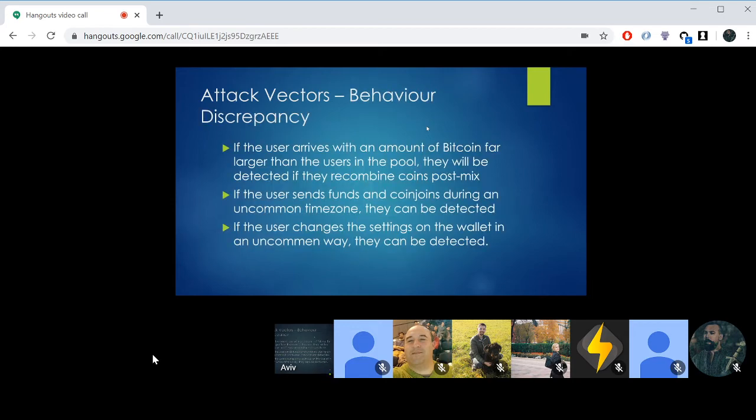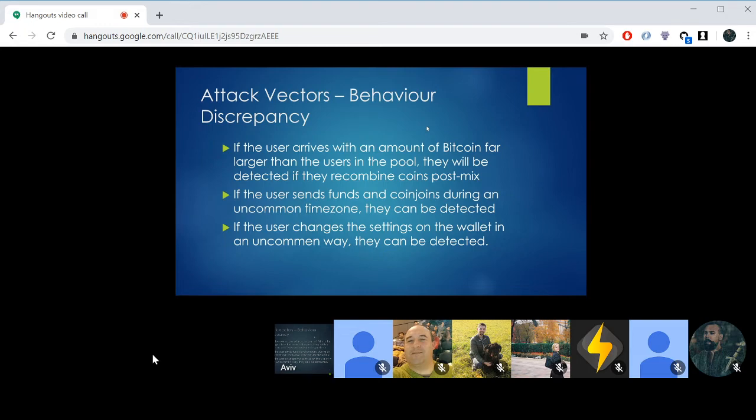And the last one we'll talk about before we open it up to comments and questions, because I'm sure a lot of people have a lot of things to say, is behavior discrepancy. This is a big one. Just like in Tor, the problem is that if there aren't enough users that behave the way you behave, then you're singled out. For example, if the user arrives with an amount of Bitcoin far larger than the users in the pool, they will be detected if they recombine coins post-mix.